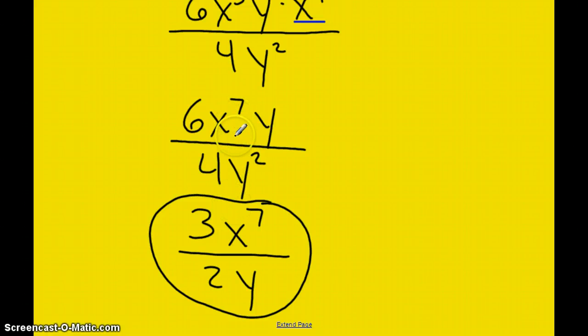My x's don't have anything to go with, so it stays x to the seventh. And my y's, I have y on top and y to the second on bottom, so therefore I have one more y on bottom than I do on top, so I'm left with y to the first. If we wanted to, we could write that out as y to the 1 minus 2, which is y to the negative 1, and that negative 1 forces it to move to the bottom. But it's easier to simply think about the quotient rule in this way. Where are there more y's? In this case, there are more y's on bottom, so my answer will have y's on the bottom of the fraction.